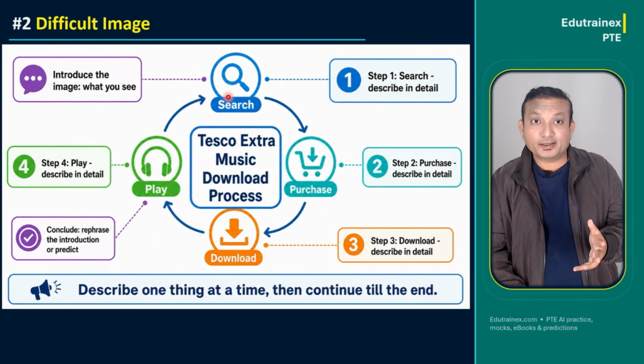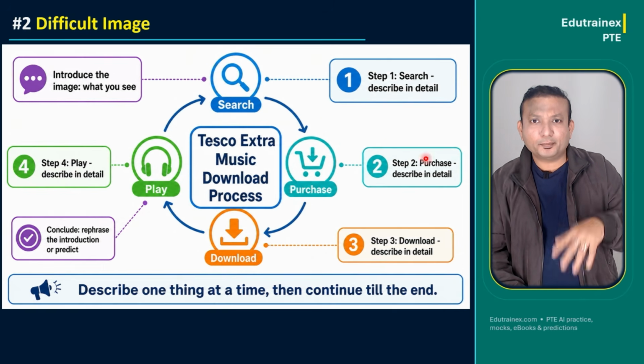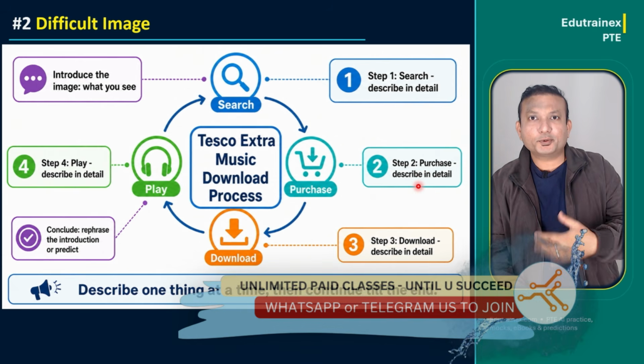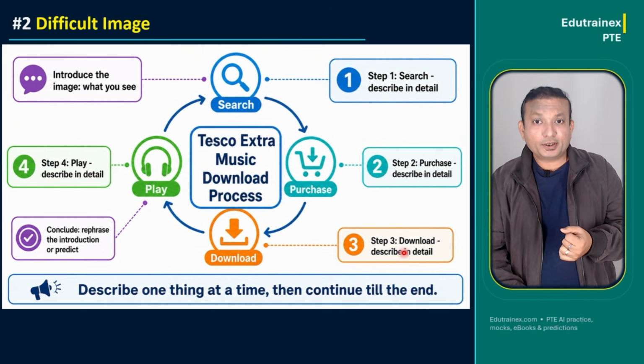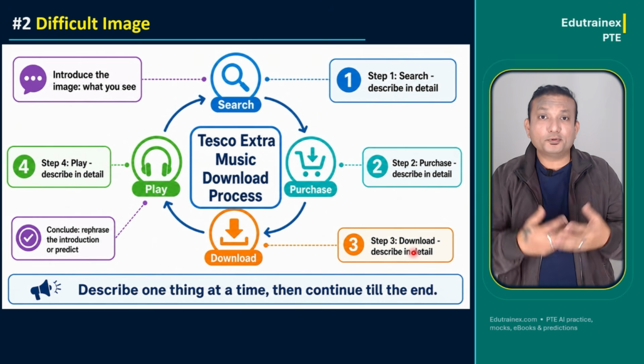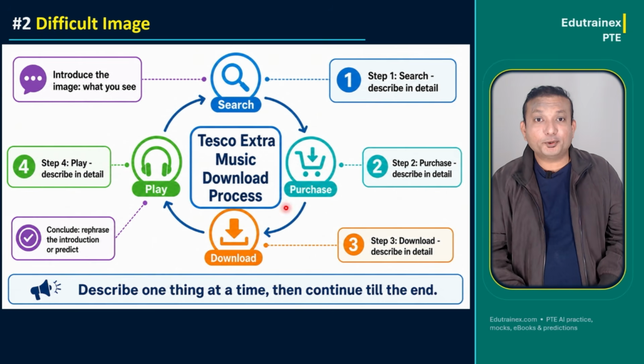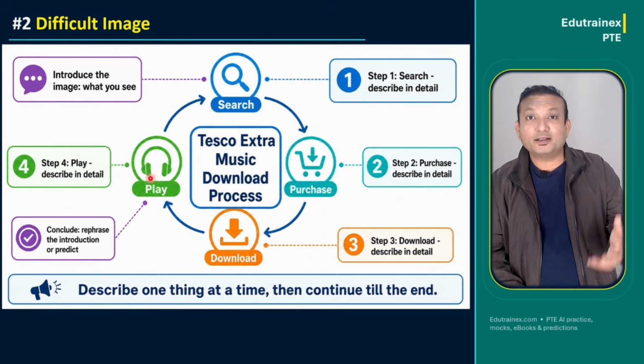So step 1 is searching. Introduction, what we see in the image collectively. Step 1 is searching. So describe how we search using the internet, computer, whatever. Step 2 is purchase. You can describe how we purchase using card payment or whatever. And then step 3 is download. Where we download, in the phones, in the computers, you can add those things from your side. And how do we listen? Using the headphones. So that becomes the steps you see in the diagram.